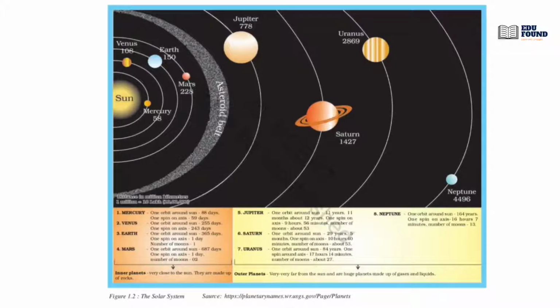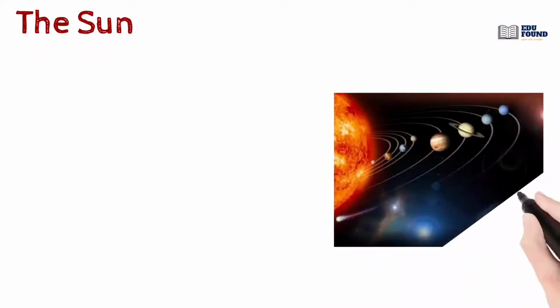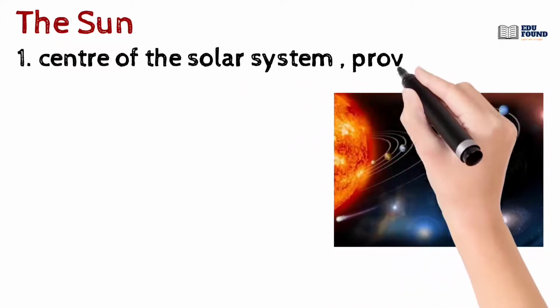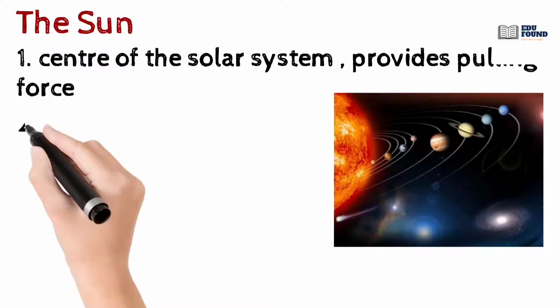So in this picture the distance of different planets from the sun is given. So learn it well. So next is the sun. It is the center of the solar system as well as it provides the pulling force. That's why all the planets are moving around the sun through their own pathway, which is called orbit.